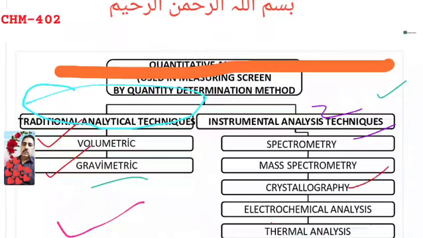Third important is crystallography. These are the modern instruments with which we want to know information quantitatively about the crystal of the substance. Next is electrochemical analysis and thermal analysis. Electrochemical analysis is based on current passage, or current increase or decrease, while in thermal analysis we want to determine the therm, meaning heat.